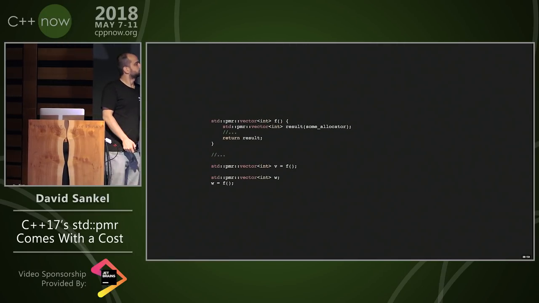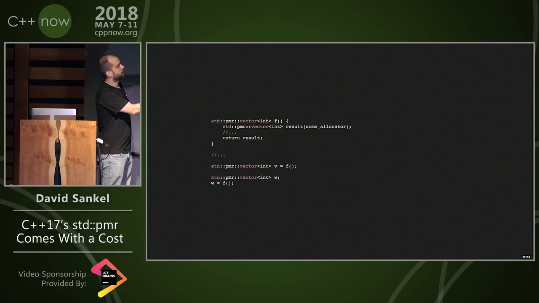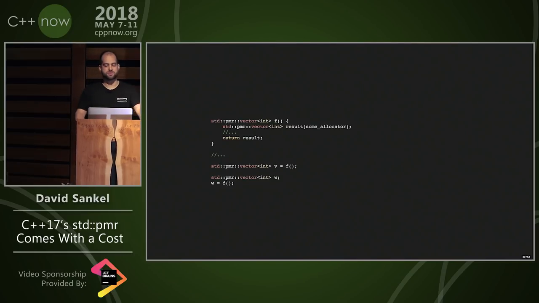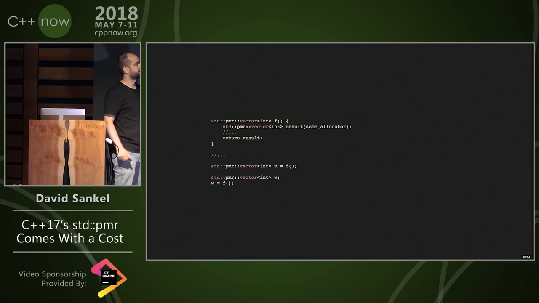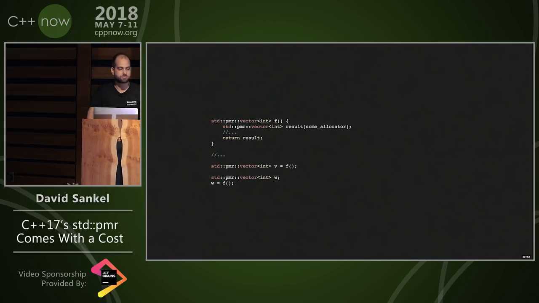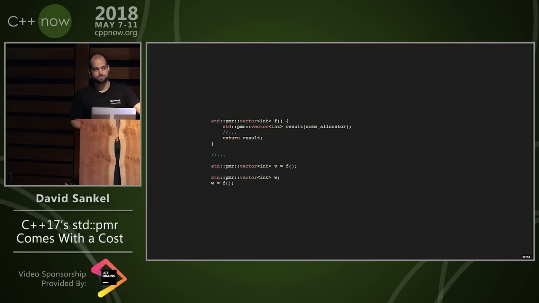So let's say you have this function here. It returns a std::pmr::vector<int>, and this has this result type, which is initialized with some allocator, and it returns the result. Now we have std::pmr::vector<int> v = f(). Now we have std::pmr::vector<int> w, and then w = f() being called. What allocator does v have, and what allocator does w have? V uses some allocator, and w uses the default allocator. Correct. It's pretty subtle. It's easy to get wrong.